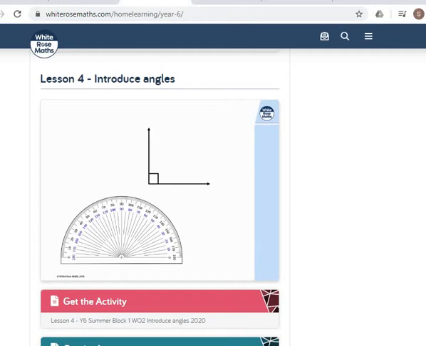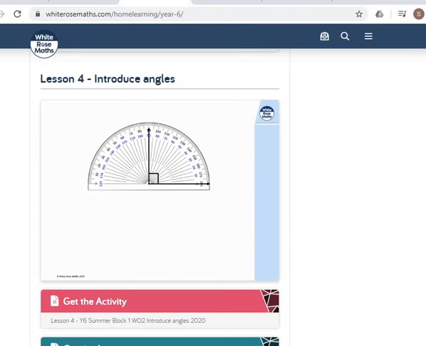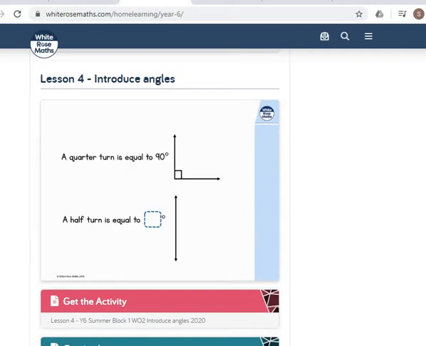Let's think about that from last lesson. Using our protractor, placing it on the vertex where the two lines meet, we can see the value is 90 degrees. A quarter turn is equal to 90 degrees. We can also call that a right angle. So if a quarter turn is equal to 90 degrees, a half turn will be equal to how many degrees? Pause the video, have a think for yourself first.